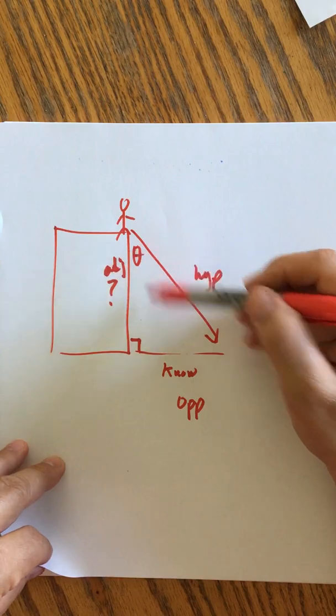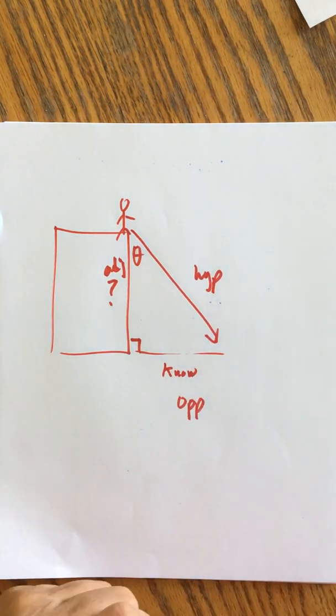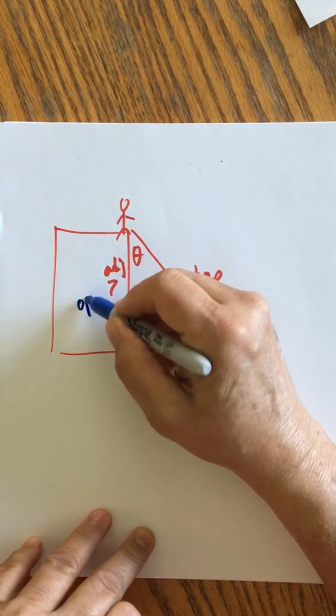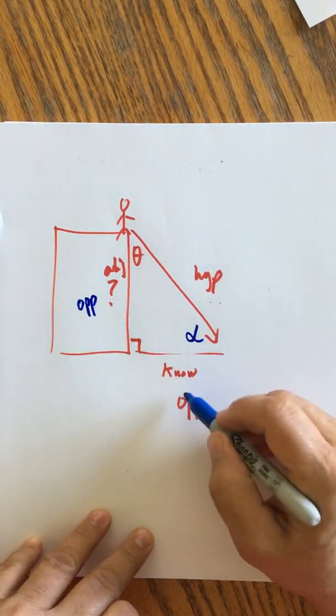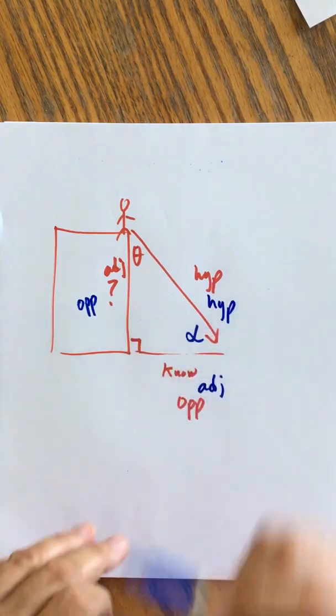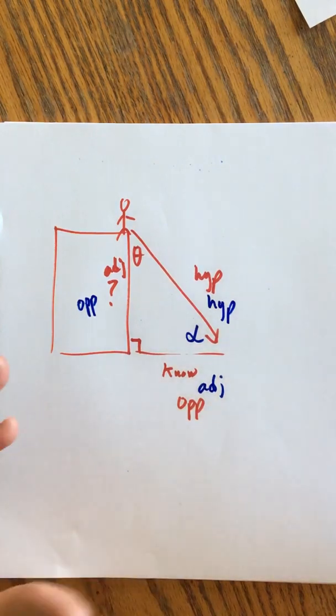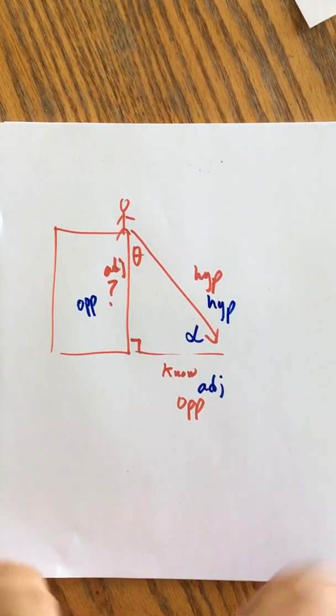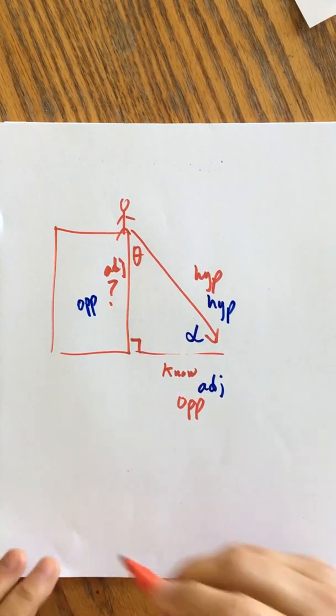So in this case, here's my opposite. If I were working with instead this angle, alpha, then relative to this angle, this is the opposite, right? That's opposite, this is adjacent, and always across from the right angle is the hypotenuse. So first of all, it does matter what angle you're referring everything to. And then it doesn't matter what orientation your right triangle is.